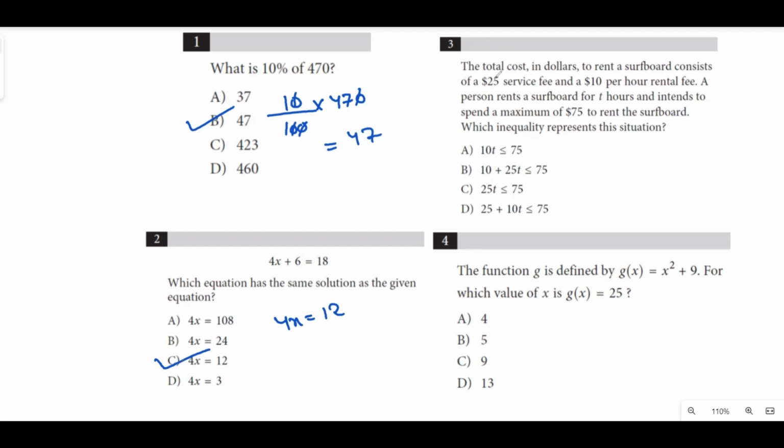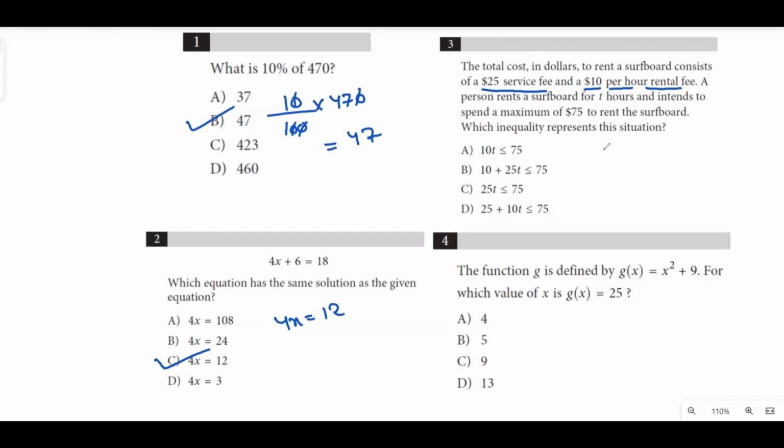The third question states that the total cost in dollars to rent a surfboard consists of a $25 service fee. That means this is the service fee and a $10 per hour rental fee. That means this is the rental fee. And the person rents a surfboard for 40 hours and intends to spend a maximum of $75 to rent the surfboard. Which inequality represents this situation?